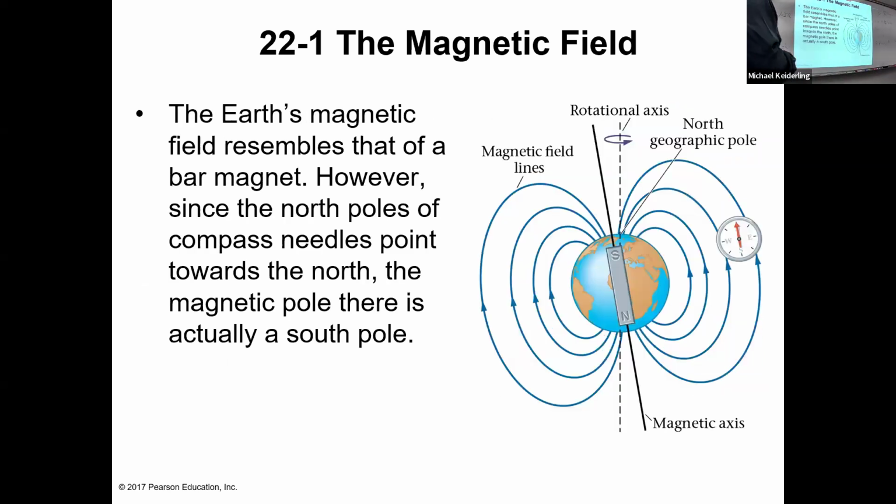The Earth's magnetic field resembles that of a bar magnet. But since the north pole of the compass needle is pointing towards the north, the magnetic pole there is actually a south pole.